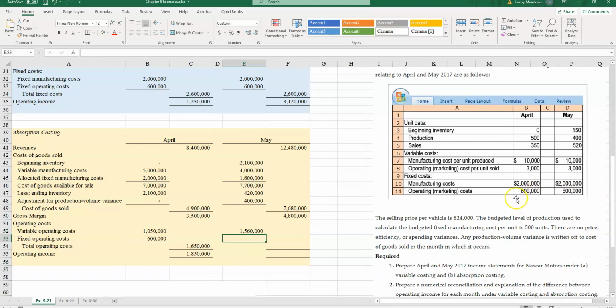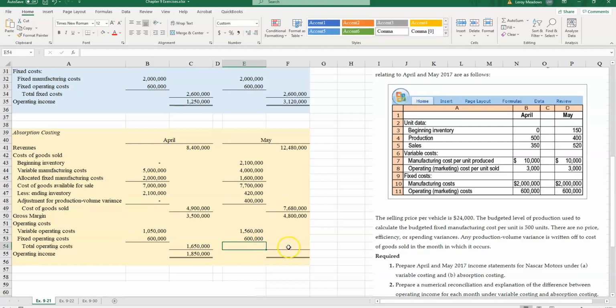Now, my fixed operating costs. Remember, fixed costs we deal with in total. Fixed operating costs are expensed in the period they're incurred, no matter which costing system, because it's an operating cost. So I'm going to expense that off at $600,000.